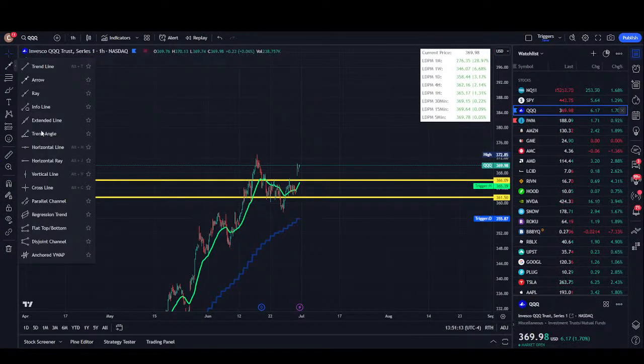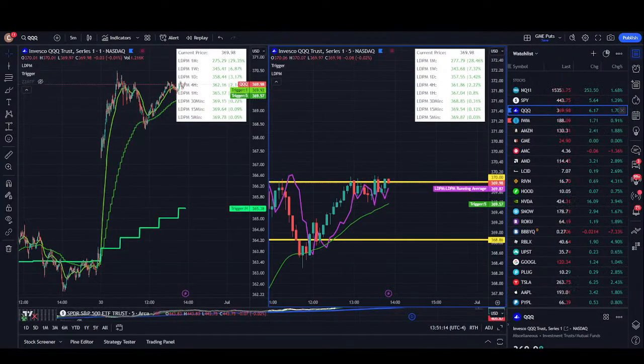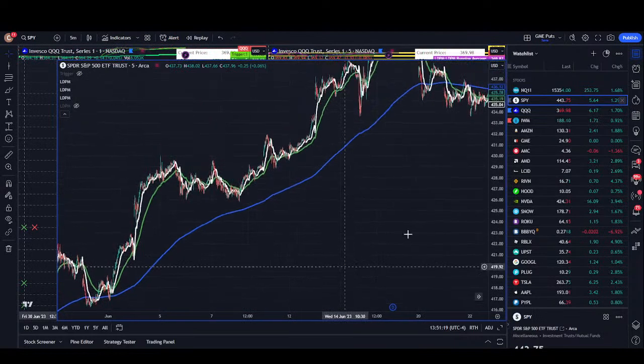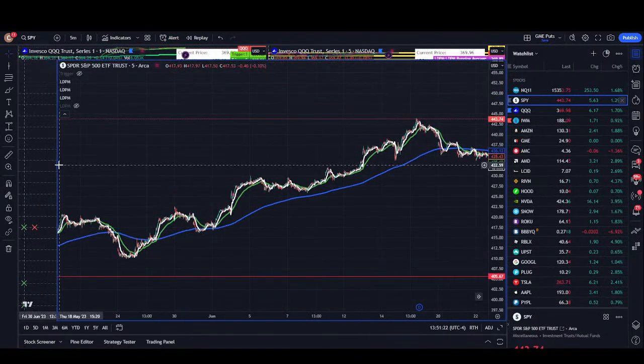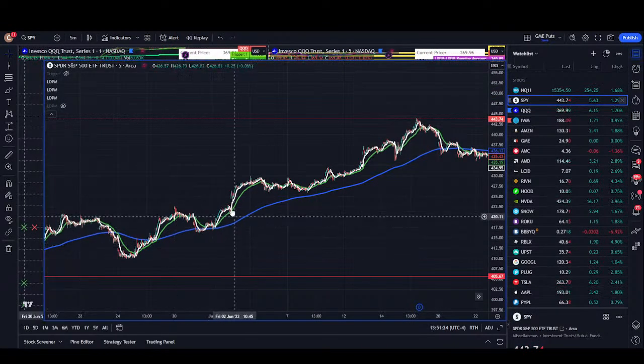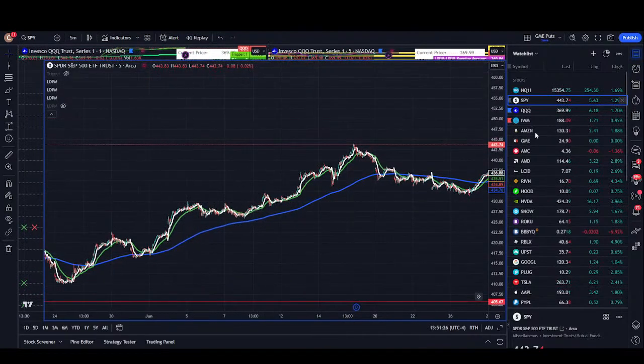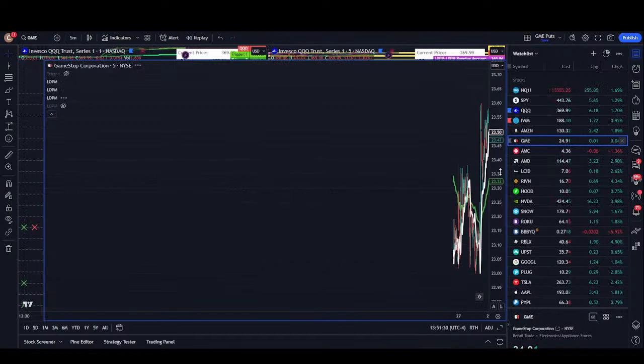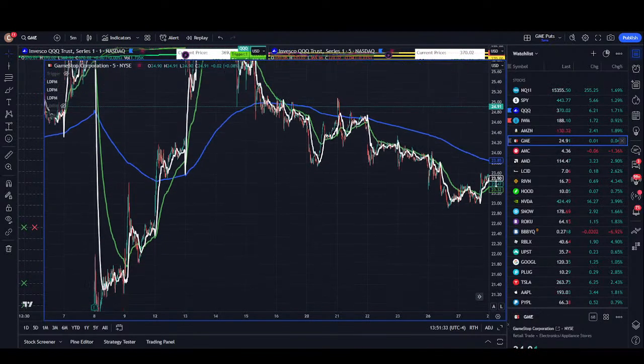I'm looking at your LPM right now. I'm watching your stream. Let me show you here. It's right here, so this is how it works. It equals the triggers. The blue is the daily, the green is the hourly, and the white is the 15-minute. Let's just pick a stock. Let's say we'll do GME first.